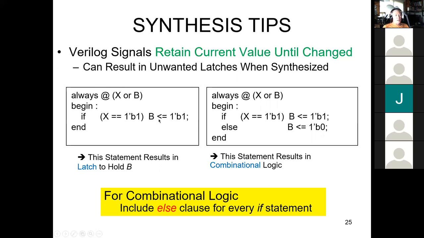Since the old value of B should continue to be output, if you do this, it creates a latch because you didn't specify what happens if X is zero. Here you specified if X equals one, great, you assign B to one, else B is zero. So that's fine. Now this will result in combinational logic. This one results in sequential logic. There, it creates a latch or a little flip-flop to hold B.